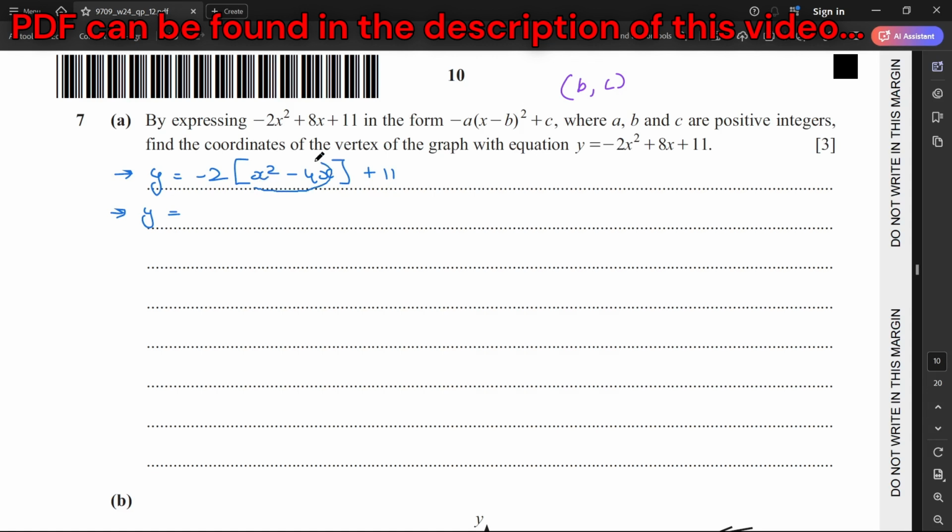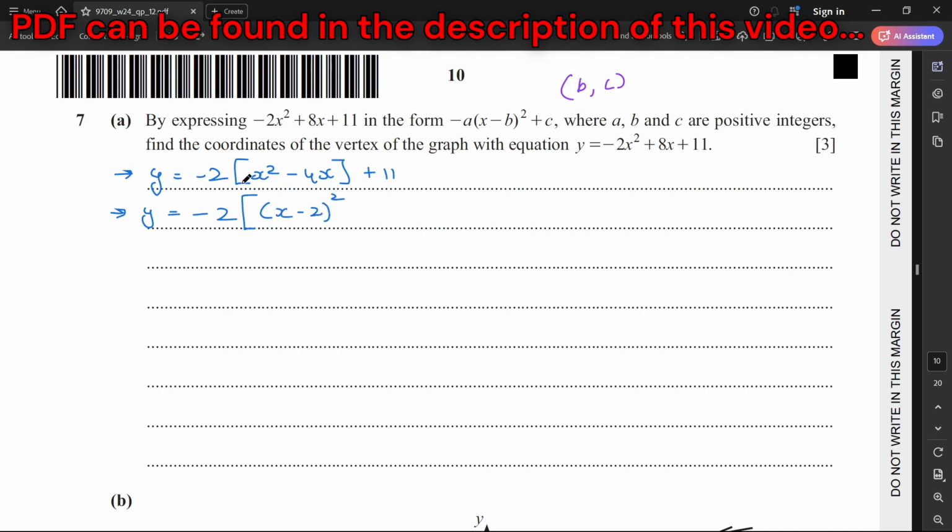Now I'll apply the completing square for this term in the bracket. So it's going to become x minus half of this, which is 2. So it becomes x minus 2 the whole square. Now if I open this bracket, I must get this term. This is what I'm looking forward to.